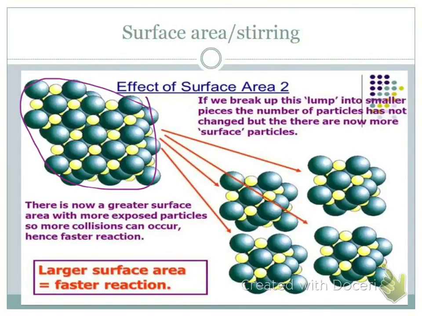But if I start breaking it up into smaller and smaller pieces, now I have more particles that are ready to interact. And so that rate would be increased. It would happen faster. For some reason, when I say large surface area, people get confused that means smaller particles. So just make sure you understand that the smaller the particle, the larger your surface area is. A real fine powder is going to react a lot quicker than a big chunk.